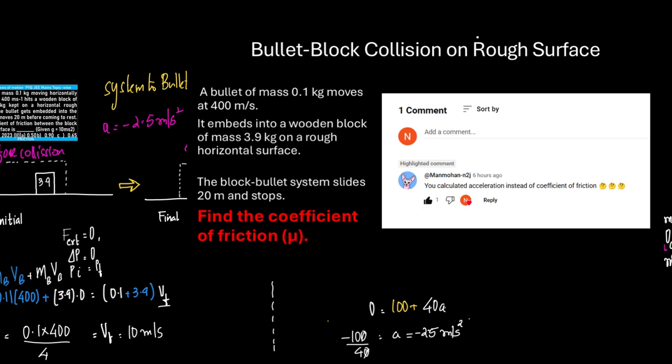So there was a minor error in the solution, which was pointed out by Manmohan. Before we go into the solution, I would like to say two things here. First of all, Manmohan, very sincere apologies that I made such a silly mistake here. The mistake was that I didn't complete the solution. I stopped at calculating the acceleration instead of finding the coefficient of friction as well.